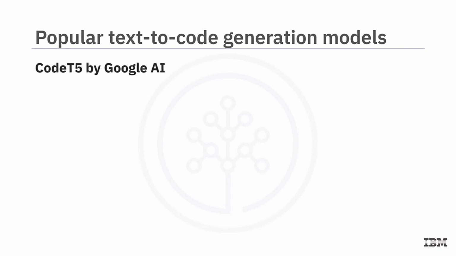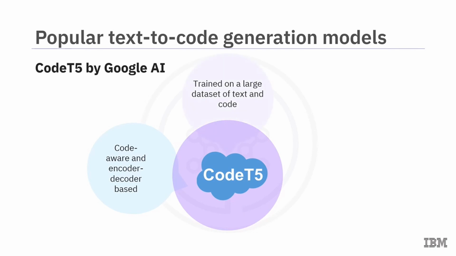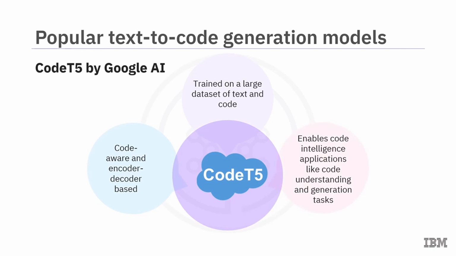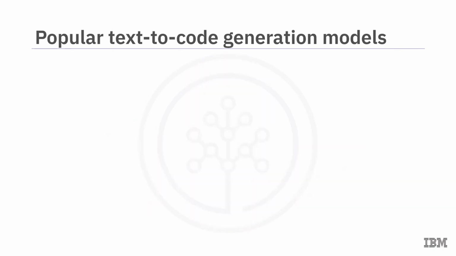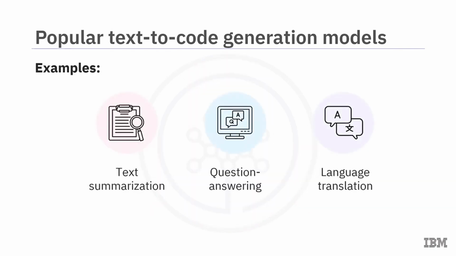The first model is Code T5, a sequence-to-sequence model developed by Google AI. Code T5 is the first pre-trained programming language model that is code-aware and encoder-decoder based. Like most models, Code T5 is trained on a large dataset of text and code. It can enable a wide range of code intelligence applications. These include code understanding and generation tasks. Some examples of these tasks are text summarization, question answering, and language translation.